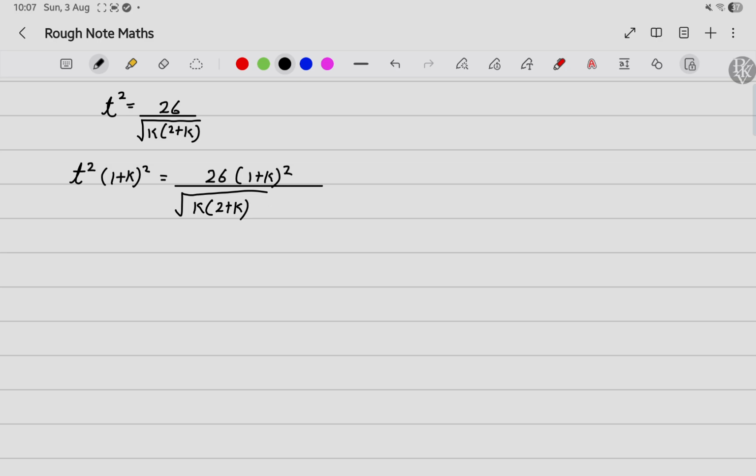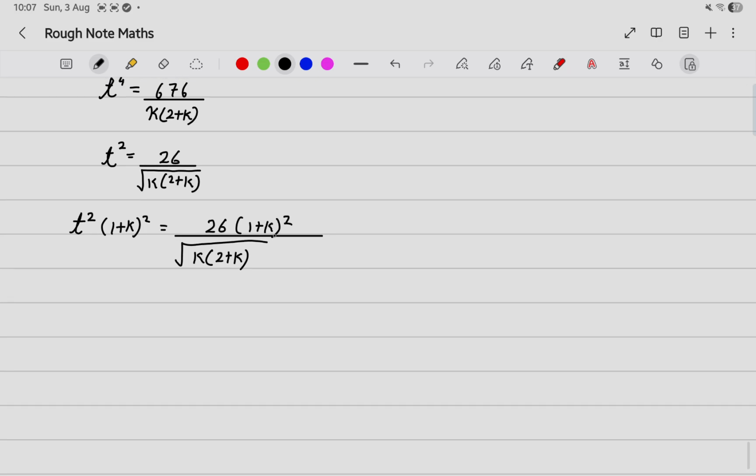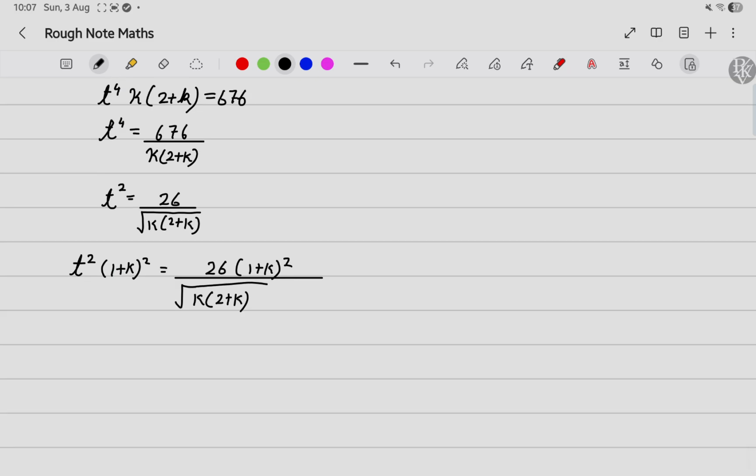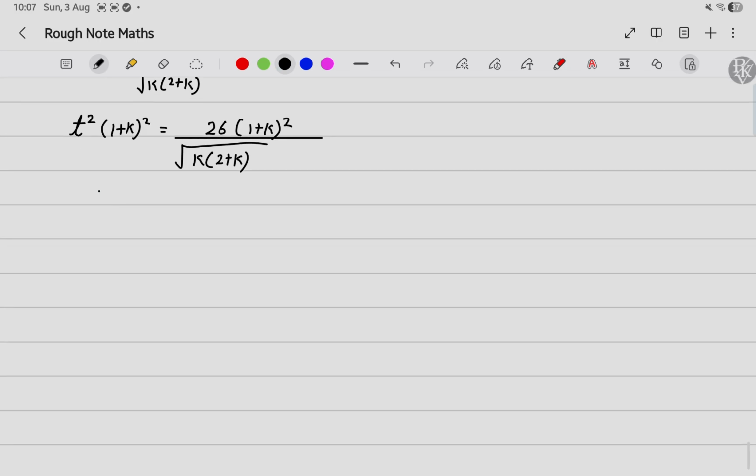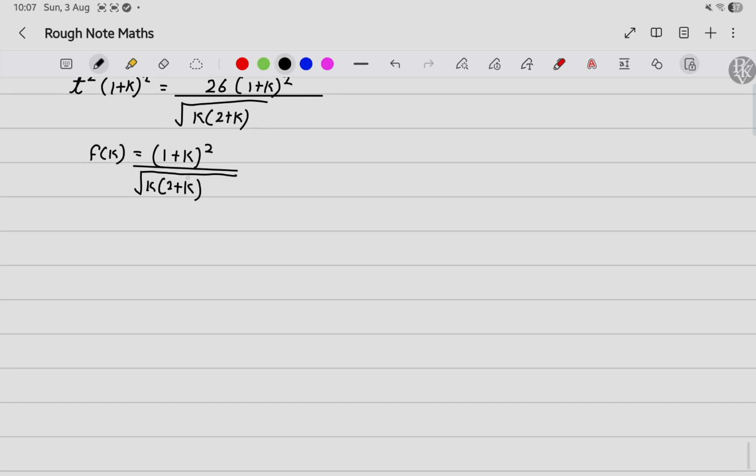Okay, so that's done. So if I find the value of k, I can directly find t square times 1 plus k the whole square, which is the expression that we are required to find. So what I'm going to do is call a function f of k, sorry, not x, f of k as 1 plus k the whole square divided by the root of k times 2 plus k. Now I don't know about you, if I have a square root in the denominator, I get annoyed.